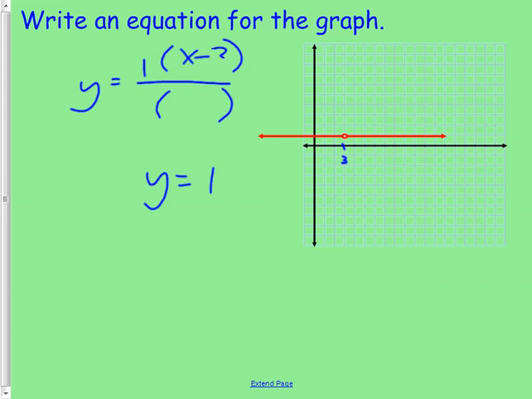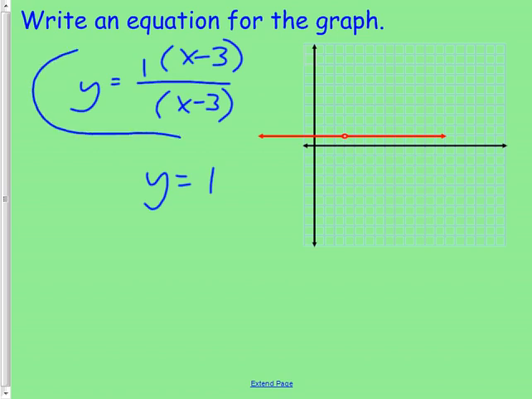X minus 3 would make a positive 3 crash it. Is that what we want? Yeah. You got it. That way, when this 3 goes in there, it makes that thing crash. And that means that's a hole, because there's one on the top and the bottom. So there's the equation for that graph.